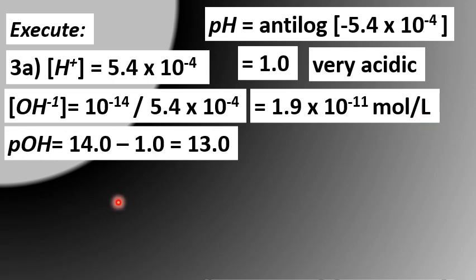Likewise, since we already know the pH value equal to 1.0, we can now get the pOH value by just subtracting 1.0 from 14.0. So we get 13.0 as the pOH value of this solution.